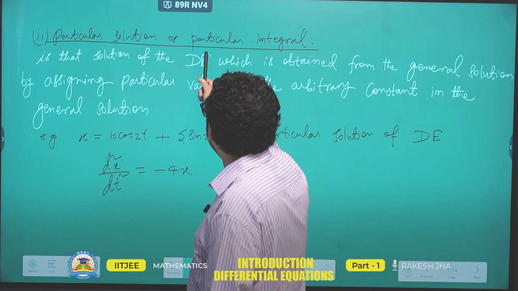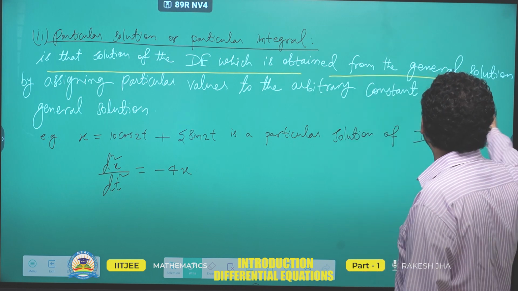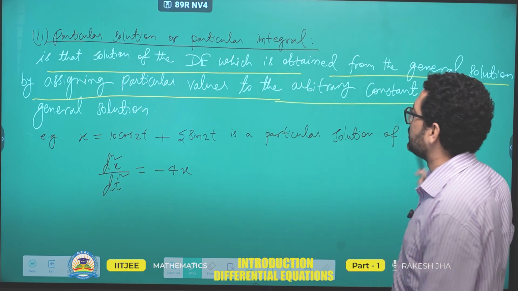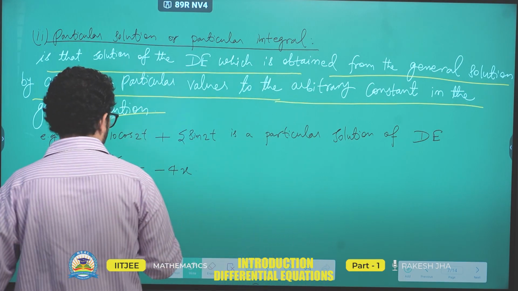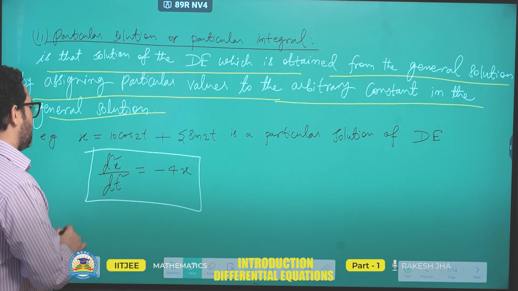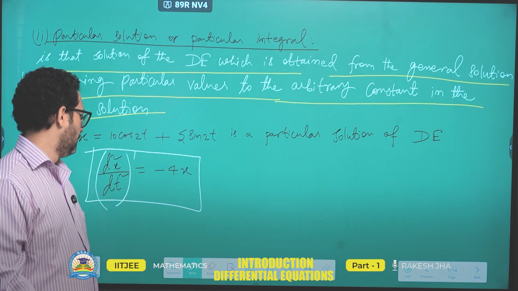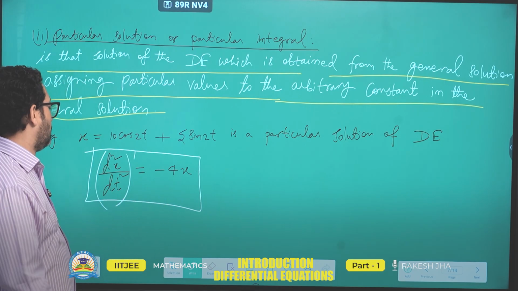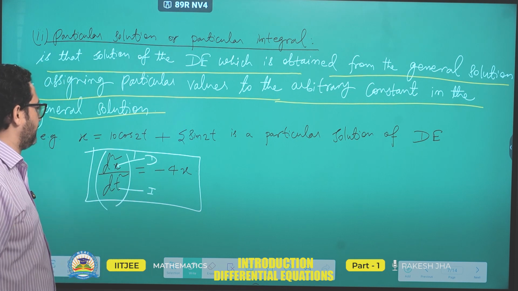So particular solution or particular integral is that solution of the differential equation which is obtained from the general solution by assigning particular values to the arbitrary constants in the general solution. So for an example here, this is the example of a differential equation. Order is 2 of course, and degree is 1 here. Here 2 variables x and t are given, wherein x is the dependent variable and t is the independent variable.